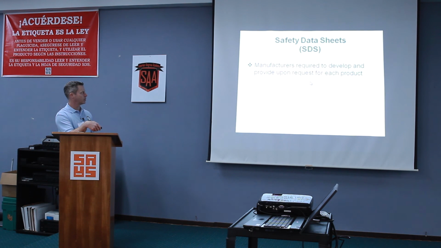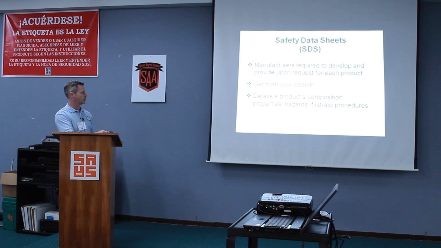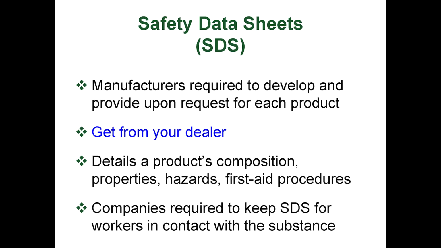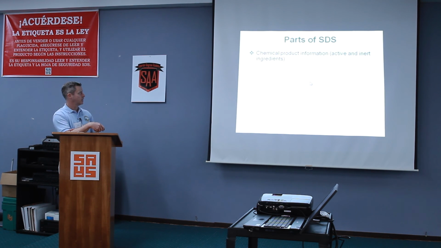Okay, just real briefly, the safety data sheets or the MSDS sheets: manufacturers are required to develop and provide them upon request for each product. You can get this information from your dealer. It is part of pesticide labeling. It has details about the product's composition, properties, hazards, and first aid procedures. Companies are required to keep SDS sheets for workers that come in contact with the substance. So we talked about that yesterday as being an OSHA requirement.